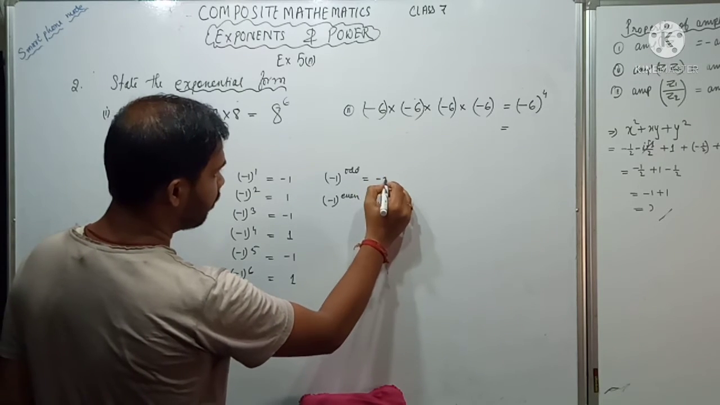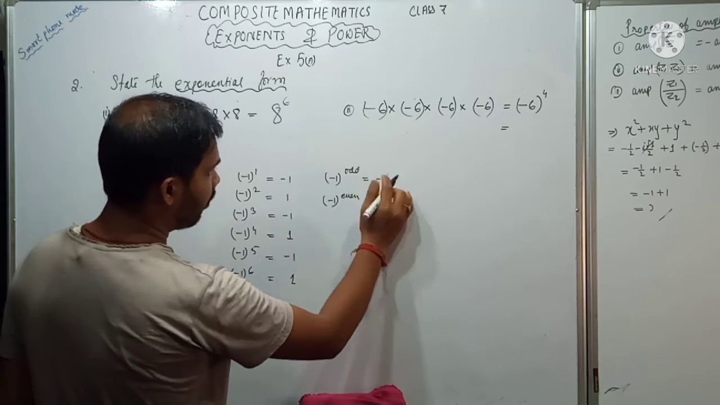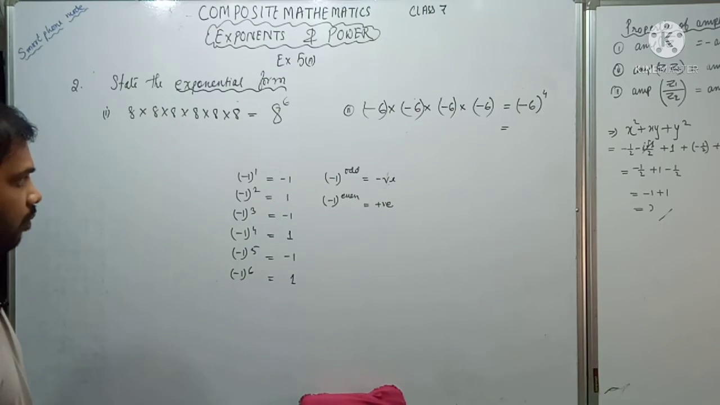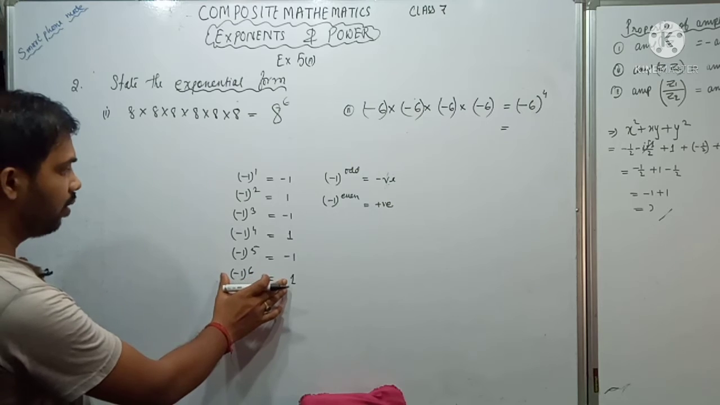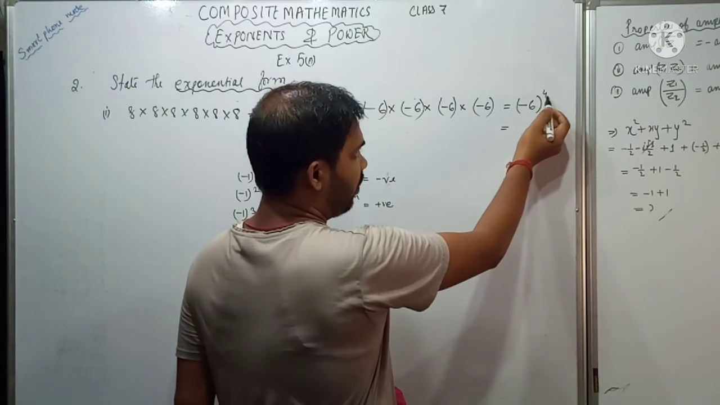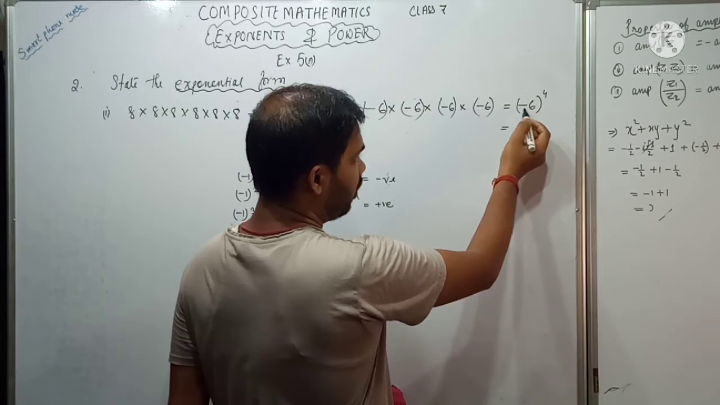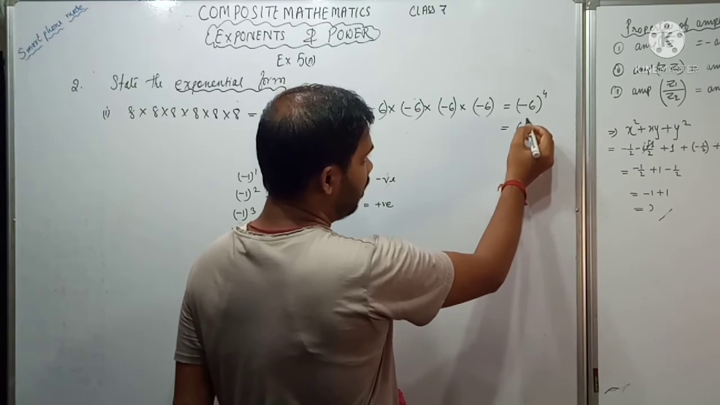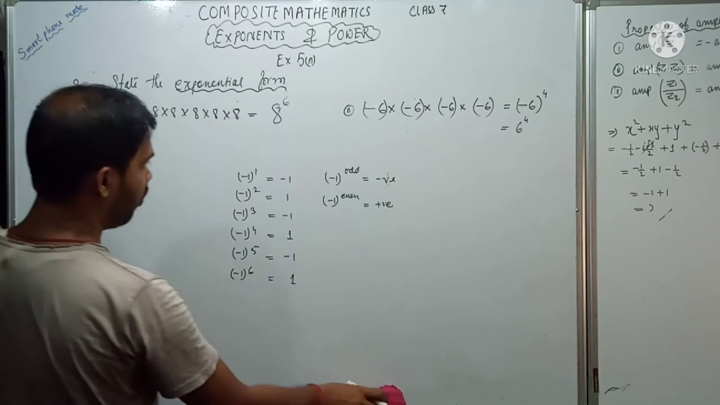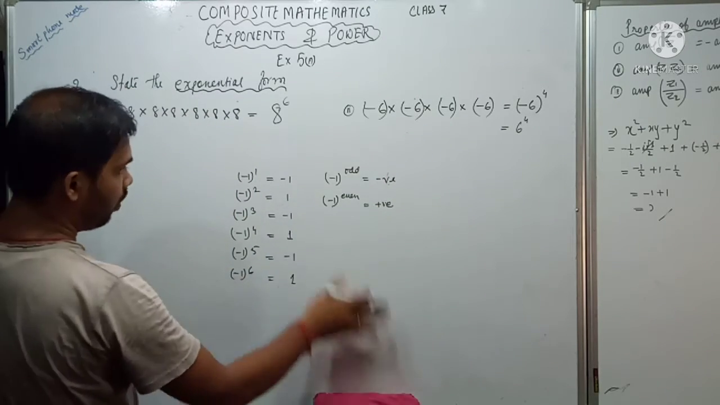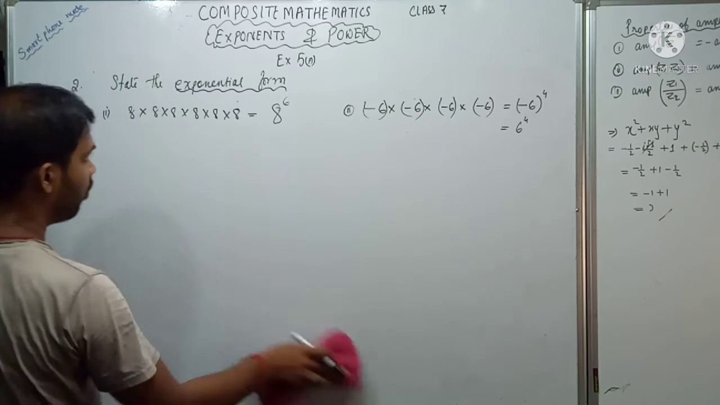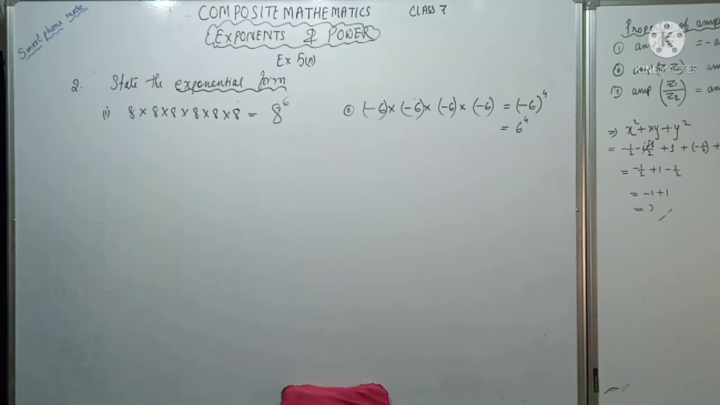Okay, so these things you have to remember. This is very important. Now you see, here the power is 4, so this will be positive, so it will be positive 6 to the power 4. So this is the answer. You note all this, it is very important. Now we will go for number 3.